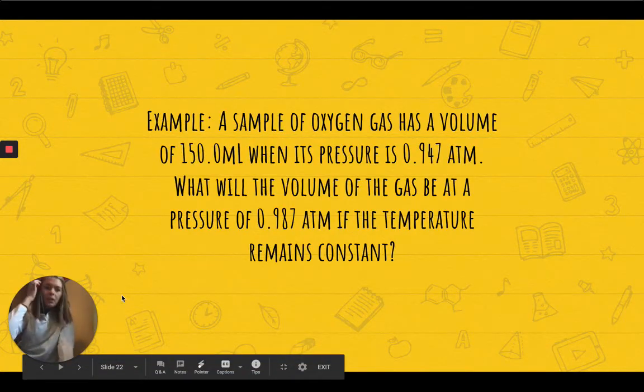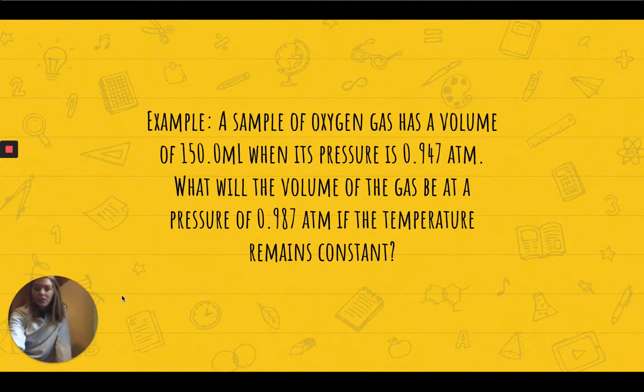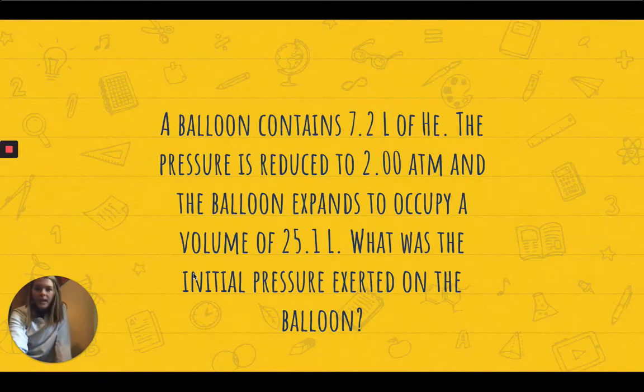Alrighty, so we're going to go over one more example problem that's just slightly different than the first one. Your next problem is: a balloon contains 7.2 liters of He. Remember, He is helium. The pressure is reduced to 2.0 atm and the balloon expands to occupy a volume of 25.1 liters. What was the initial pressure exerted on the balloon?